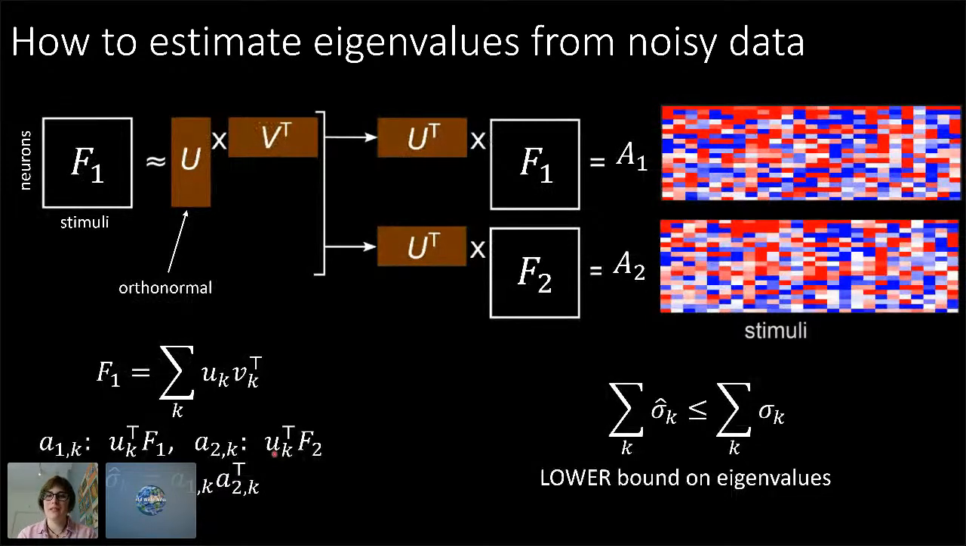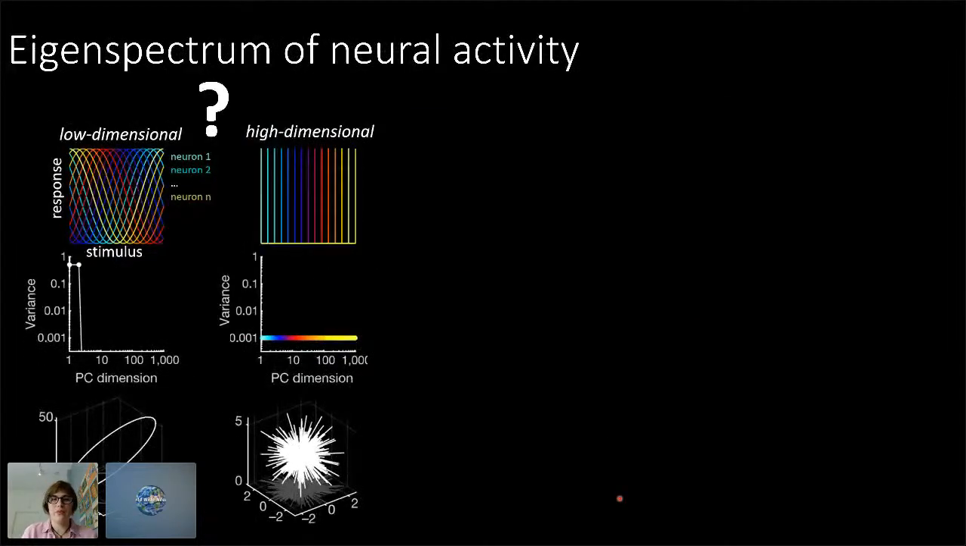So now we have this cross-validation technique where we have a lower bound on our eigenvalues. We're not just taking the PCs, we're able to get this lower bound estimate. So what does the eigenvalue spectrum actually look like? If you recall from the beginning, we're trying to decide if it's low dimensional or high dimensional, where low dimensional means you have wide tuning curves and only a few significant variances in your eigenvalue spectrum. Whereas in a high dimensional system, you have a flat eigenspectrum where all the variances are equal.